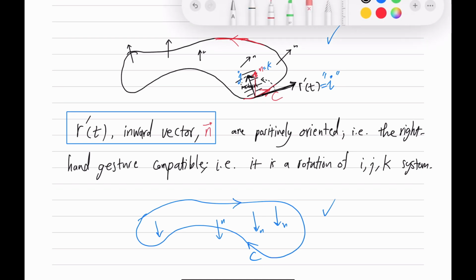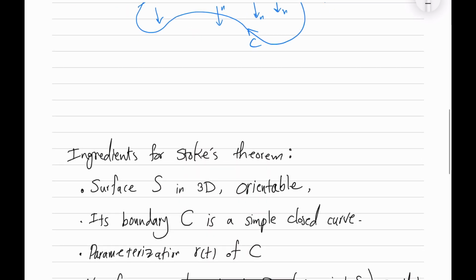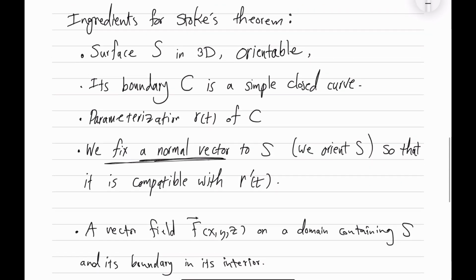And the reason we are so concerned about them is that the notions of line integral and surface integral depend on orientation. If you reverse the orientation, those integrals pick up a negative. So what does Stokes' theorem say? My pictures have already given away a lot of information. We have a surface S in 3D, it's orientable, and its boundary is a simple closed curve C, and we parameterize this C by some r(t). And we fix a normal vector on S that is compatible with r prime of t in the above sense.